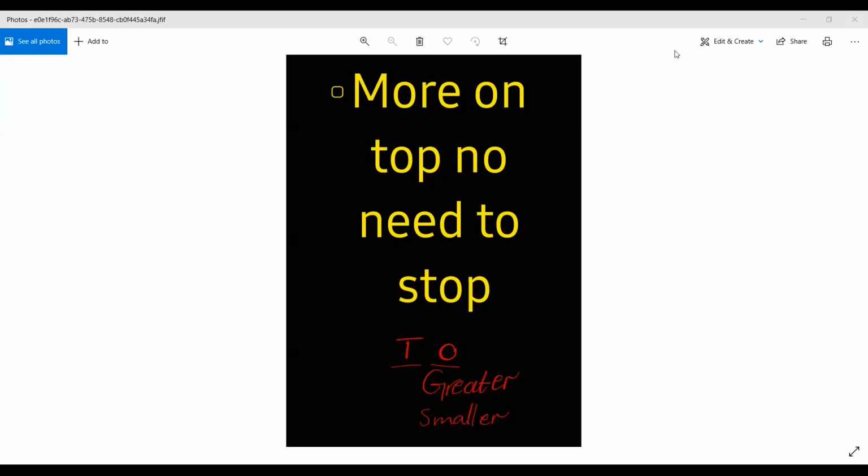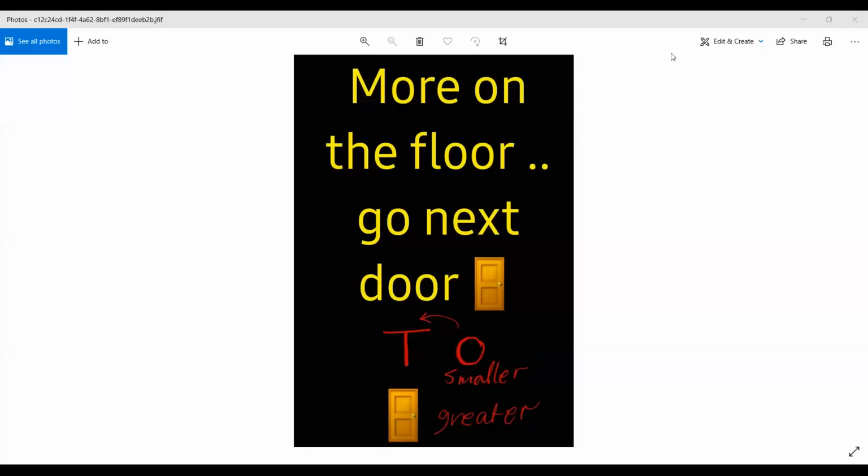Second rule is more on top, no need to stop. If we have the greater number on the top and the smaller number on the bottom, we don't have any problem. We just subtract it and complete the next digit, okay? If we have the smaller number on the top and the greater number on the bottom, that means more on the floor, go to the next door. You will have to go to the next digit.